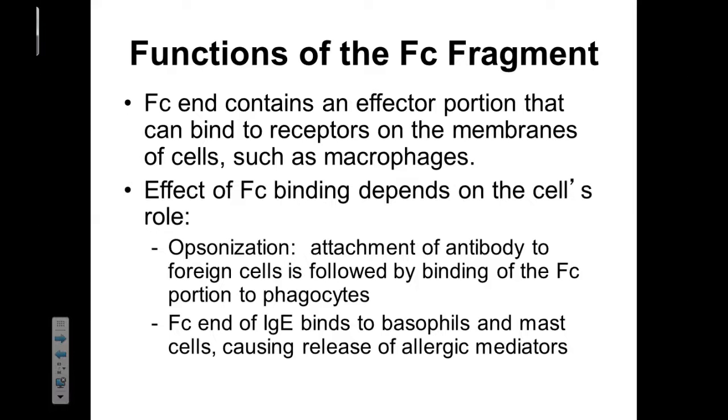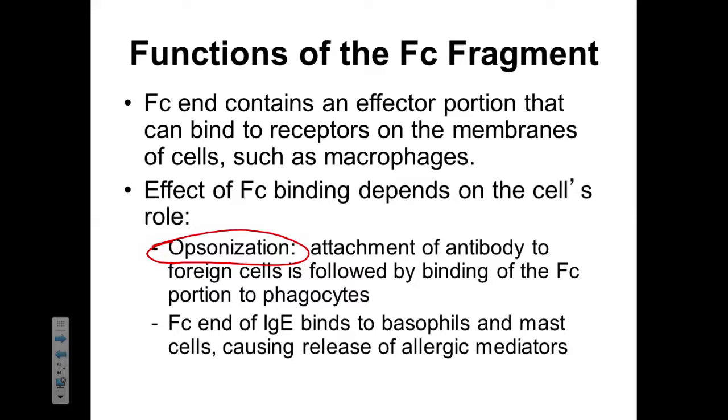That Fc region, that crystallizable region of the antibody, is going to have an effector portion that binds to the membranes of our macrophages. The effect of binding an Fc region depends on our cell's role. So if we have opsonization, the attachment of antibodies to foreign cells is followed by our phagocytes. So opsonization is antibodies binding to a cell, causing the cell to be phagocytized.